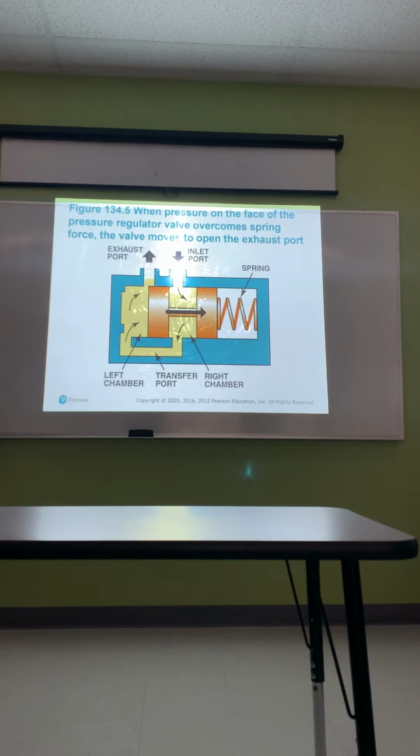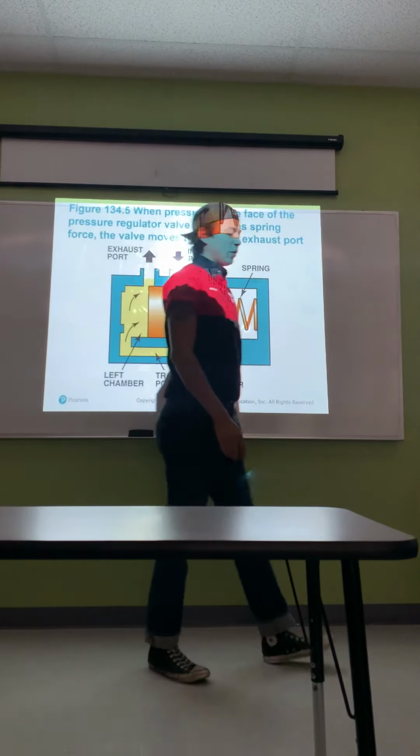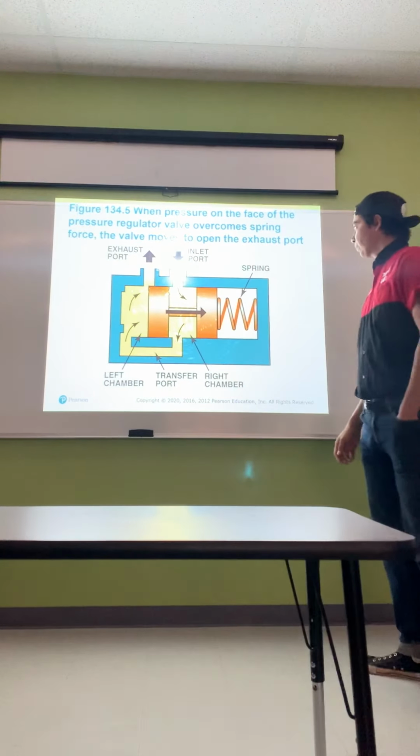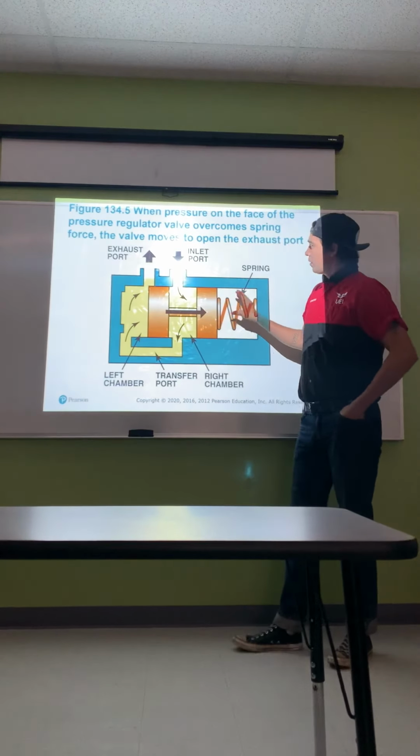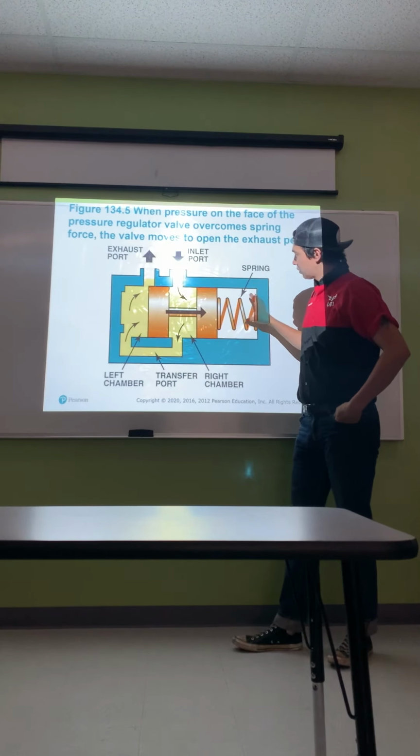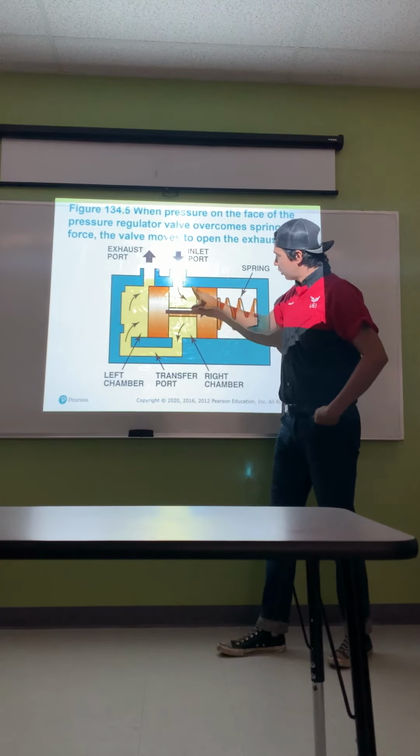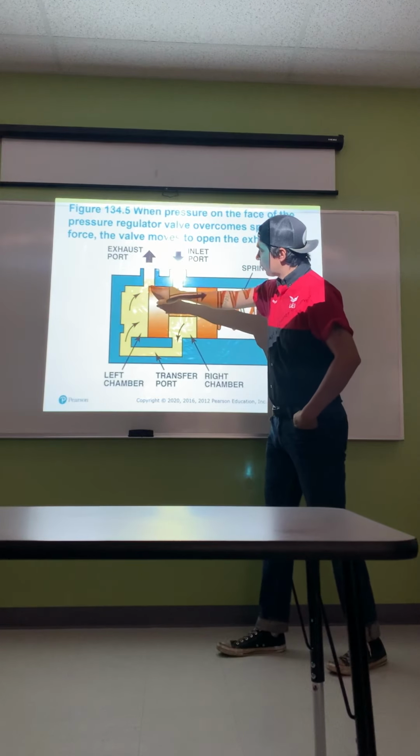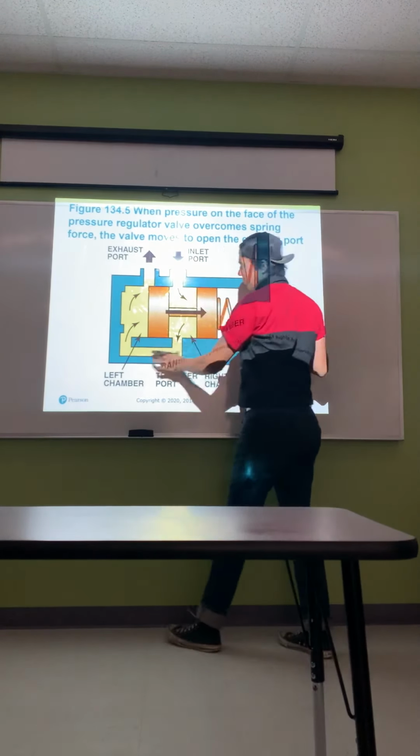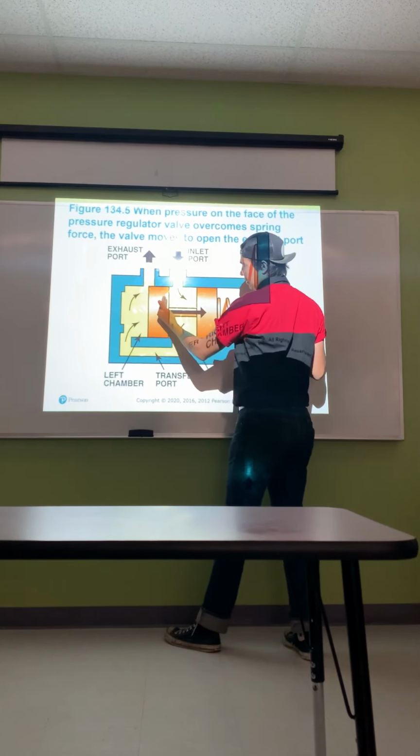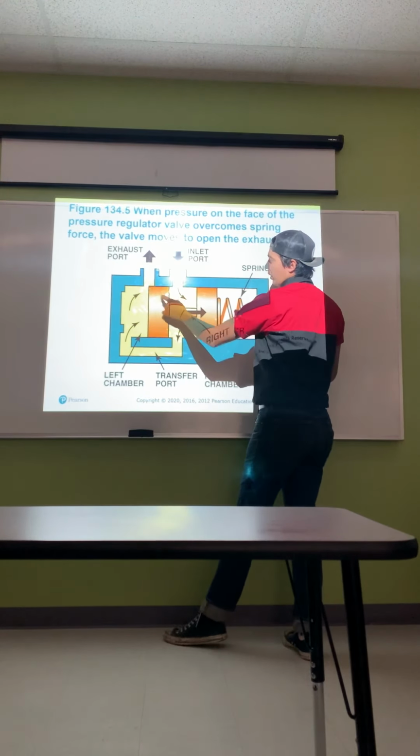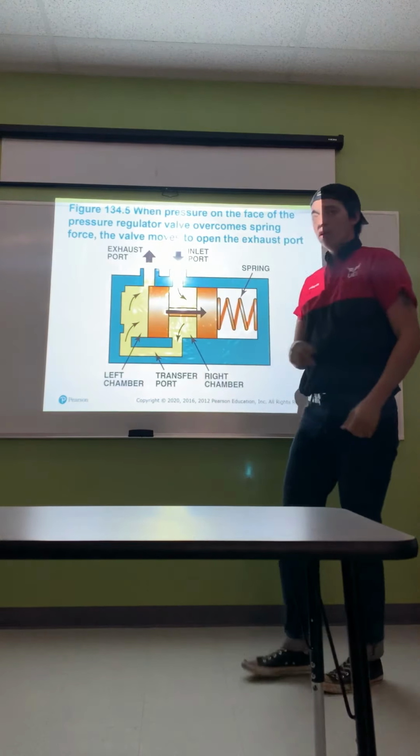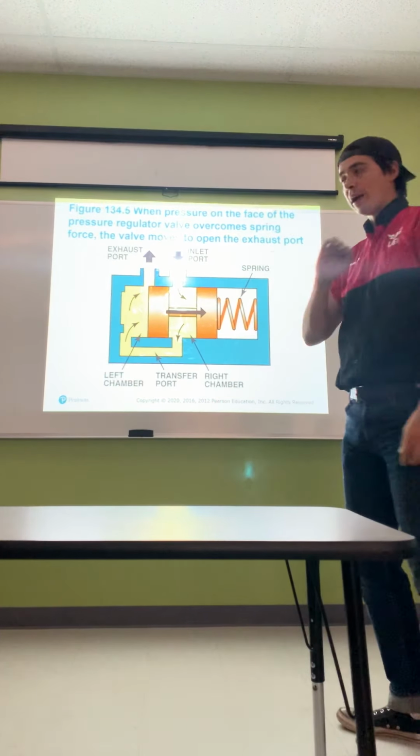When pressure on the face of the pressure regulator valve overcomes spring force, the valve moves open to the exhaust port. This is where we get into the hydraulic concept. This spring is applying pressure in this direction, so it's closing off this little port here. When pressure builds up and increases, it's going to overcome spring pressure. It's going to open up the valve and allow the fluid to pass through.